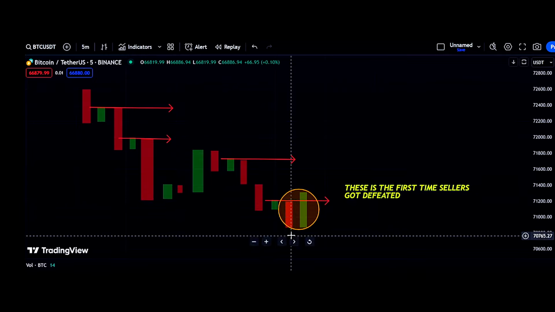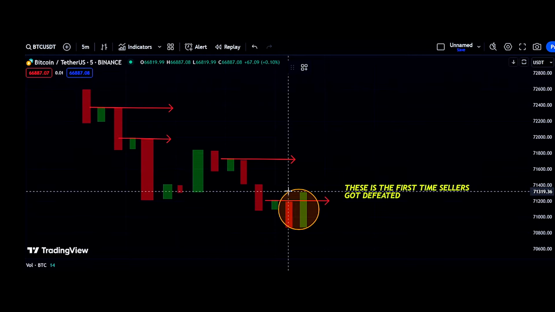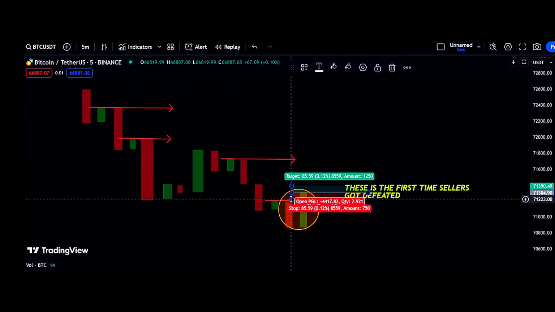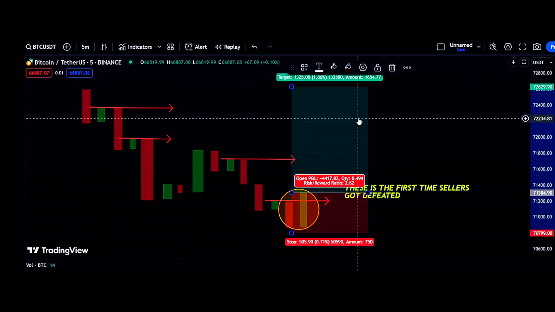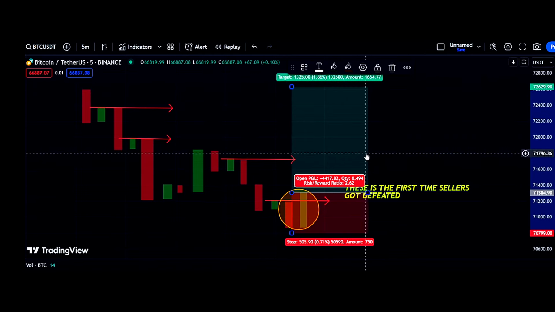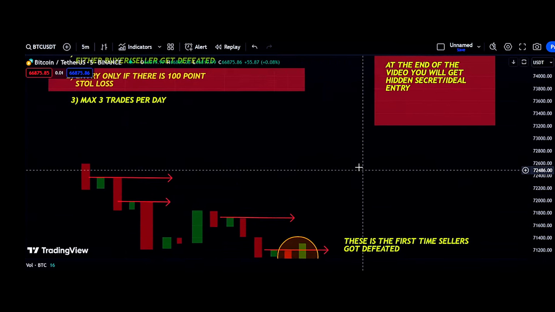And then this time the sellers got defeated. This is the first time sellers got defeated. So we will get our entry here. We will take a long position here. Stop loss will be below this point, and the target will be, we will talk about the target, how much stop loss you need to maintain. We'll talk about that later. What are the rules?